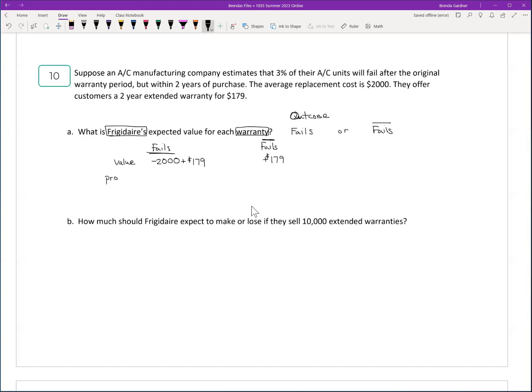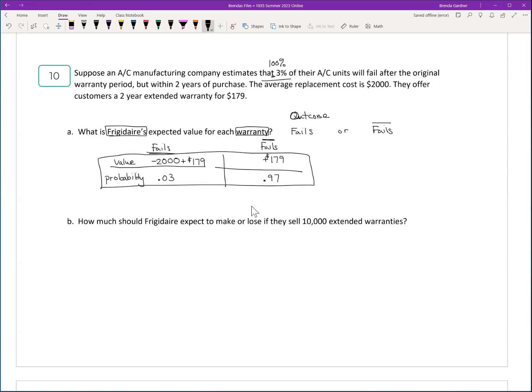And then we want to talk about what's the probability of it failing. So the probability of it failing is 3%. I'm going to write that as a decimal. And I'm kind of just creating a little chart here. But the probability that it doesn't fail is going to be 100% minus the 3%. So in other words, 97% of the time, if 3% it fails, because it can only fail or not fail, 97% of the time it's not going to fail.